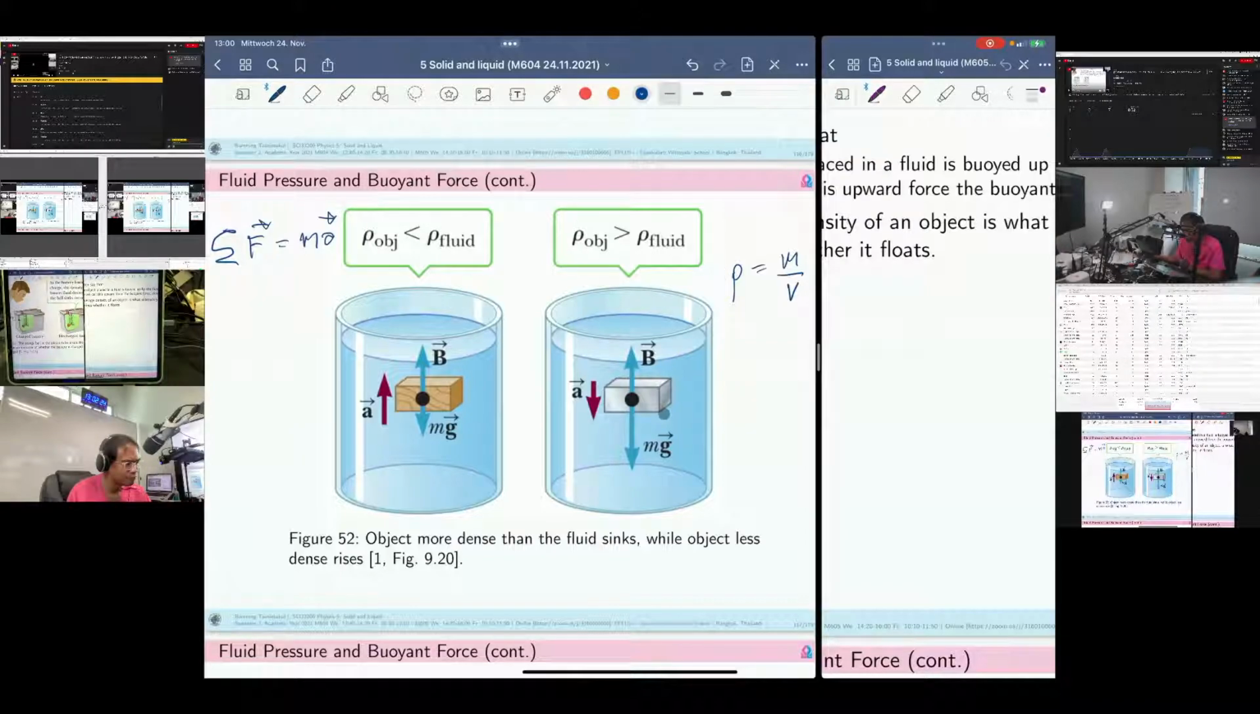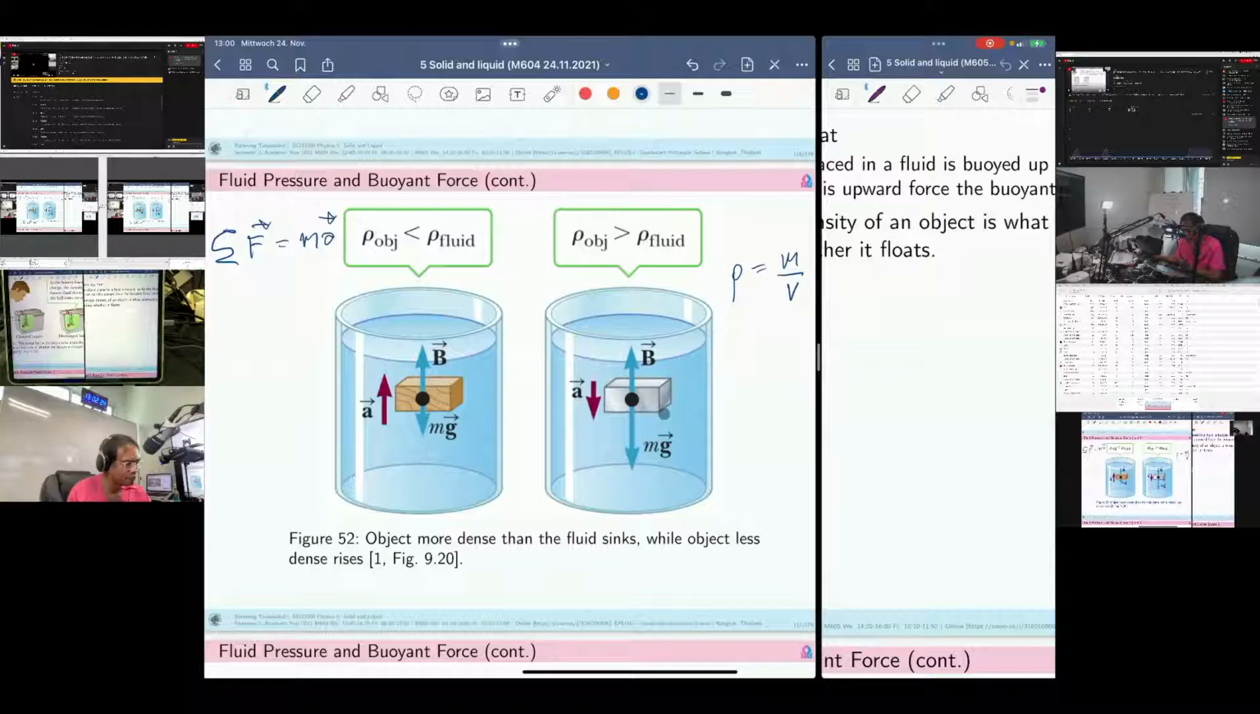So when we observe the weight again, W is going to be m times g, right? That's the weight. Now the magnitude of the weight is greater than the magnitude of the vector B, the buoyant force. Of course, when we put these two forces into the left-hand side of this equation, we would have the acceleration of that mass, okay?